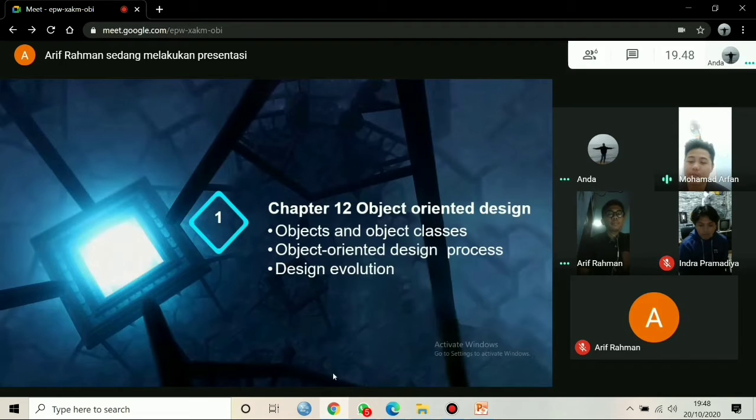We want to discuss Chapter 12, Object Oriented Design: Object and Object Class, Object Oriented Design Process, and Design Evolution.